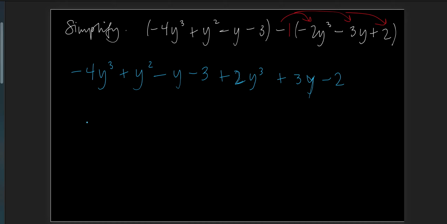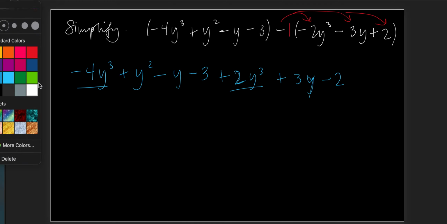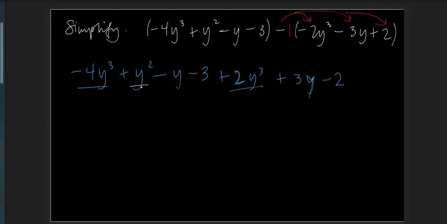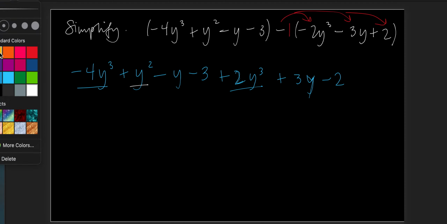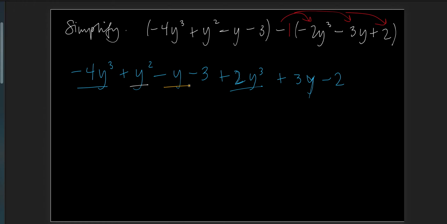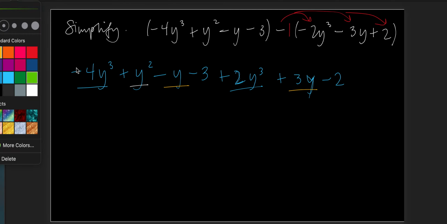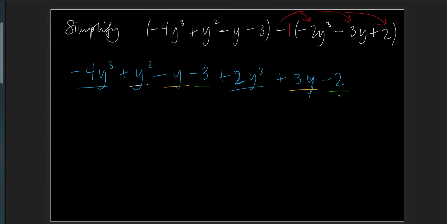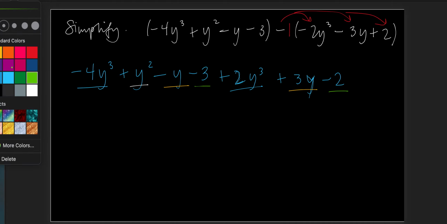So now I'm looking for my like terms. I've got y to the third terms here and here. And then I have a y squared term by itself. Then I have y terms right here and here. And then I have numbers right here and here. So however you want to identify those, you can do that.